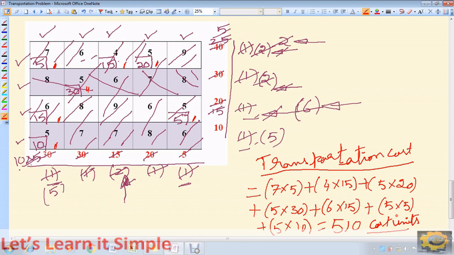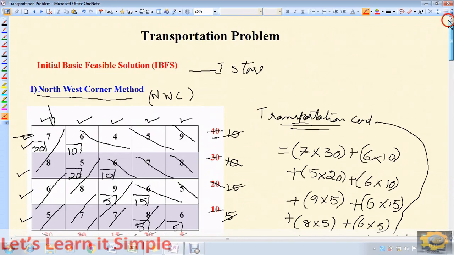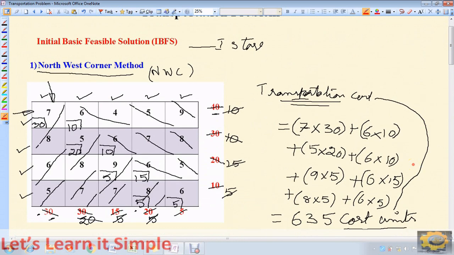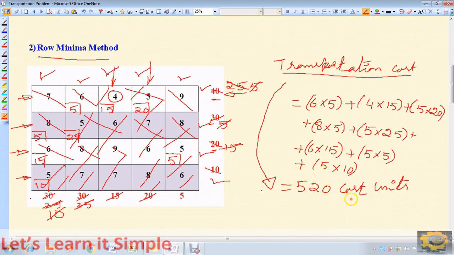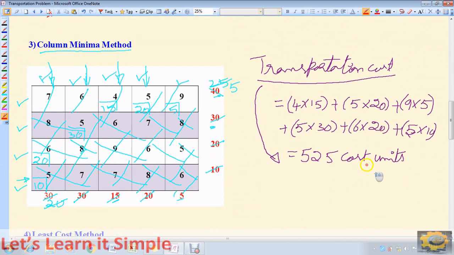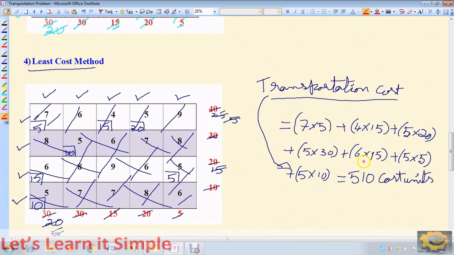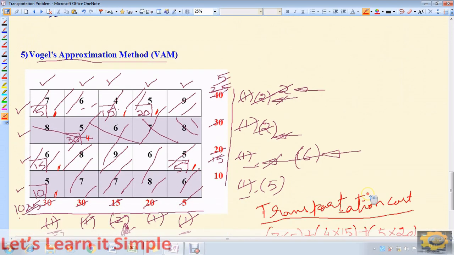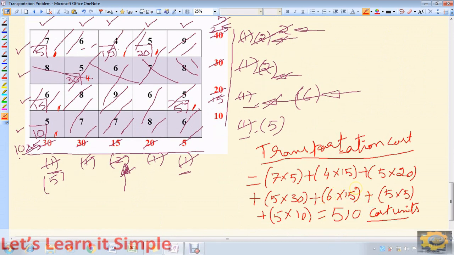If we compare, you'll get different values for different methods. So the same problem by Northwest Corner method, 635 cost units. By row minimum method, 520. By Vogel's column minimum method is 525. The least cost method 510. Vogel's approximation method, again we are having 510 as the value.